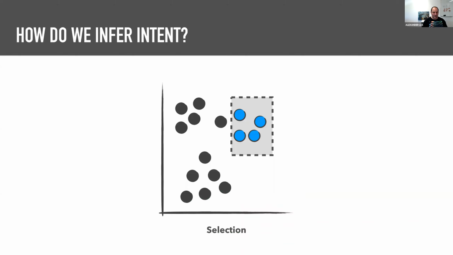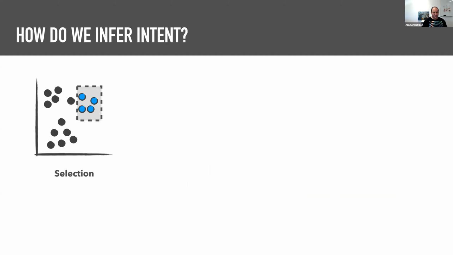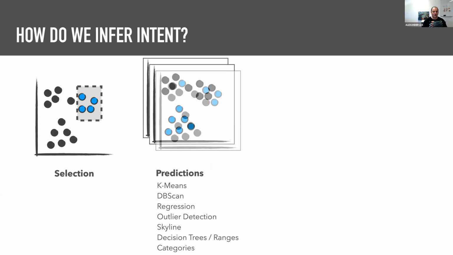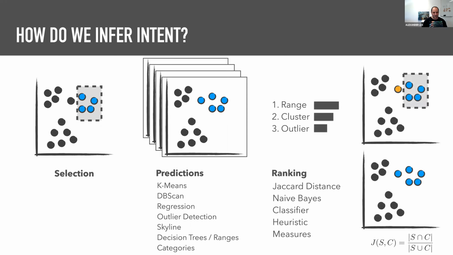We start out by looking at the selection that a user makes. Then we compute a lot of different patterns for the data set. We run k-means and DBSCAN in many different parameterizations, regression analysis, outlier detection, and skyline analysis. We run decision trees for simplified ranges. We run analysis of categorical elements. Now we have a very large set of pre-computed patterns, and then we match these to our initial selection.